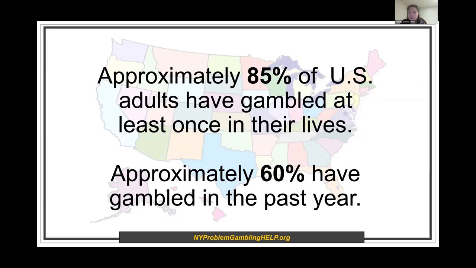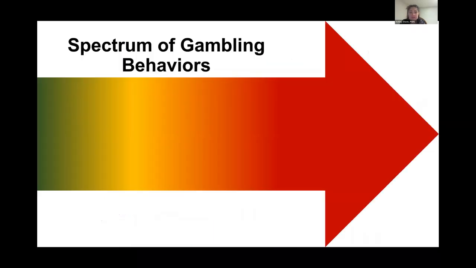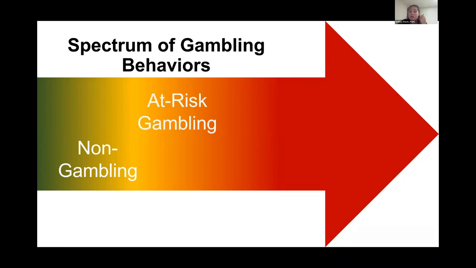About 85% of US adults have gambled at least once in our lives, and about 60% have gambled in the past year. A very prevalent activity. And just to review, there is a spectrum of gambling behaviors. Some people don't gamble at all for various reasons. Many engage in social or recreational gambling.